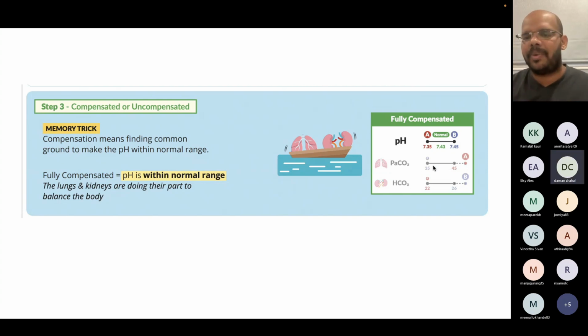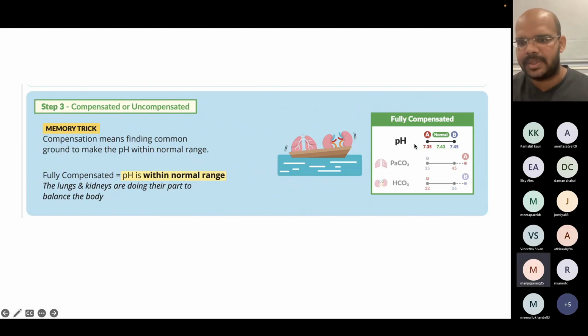When a patient is not breathing properly, carbon dioxide accumulates inside. When carbon dioxide accumulates inside, the PCO2 level goes above normal. When the PCO2 level goes above, pH starts dropping down, leading to acidosis.